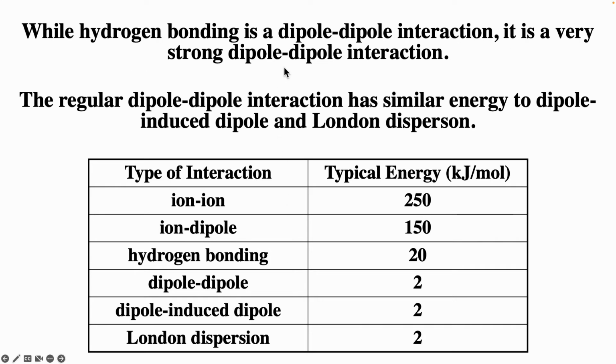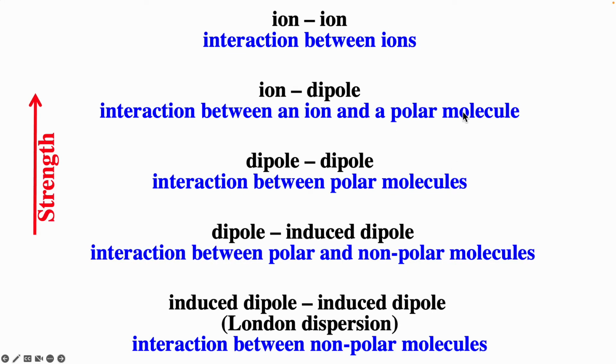Hydrogen bonding is a form of dipole-dipole interaction, but it's an especially strong form of dipole-dipole. And so hydrogen bonding is an order of magnitude stronger than regular dipole-dipole interaction. Notice that regular dipole-dipole interaction has similar energy as London dispersion. And so the ion-ion interaction occurs when you have ions, like an ionic solid.